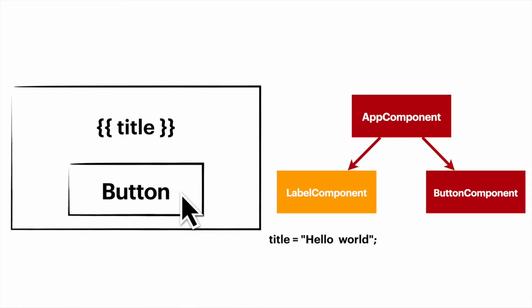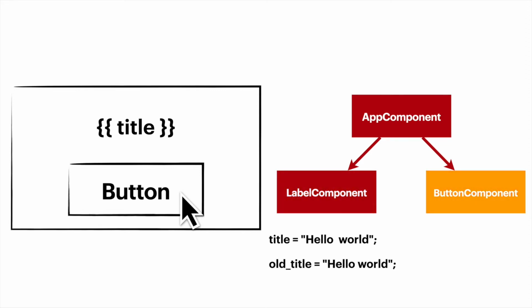The title property has value hello world. No need to update the UI since there is no change compared to the previous value. If Angular is running in development mode, it will remember the value of the title property. Next, Angular will perform change detection in the button component. Imagine while doing that, the button component updates the title property in the label component. This will cause the error "expression has changed after it was checked."